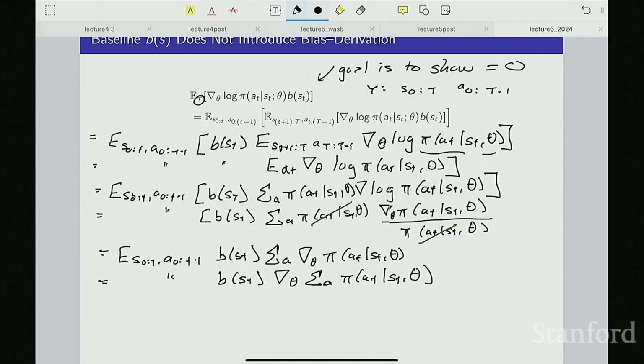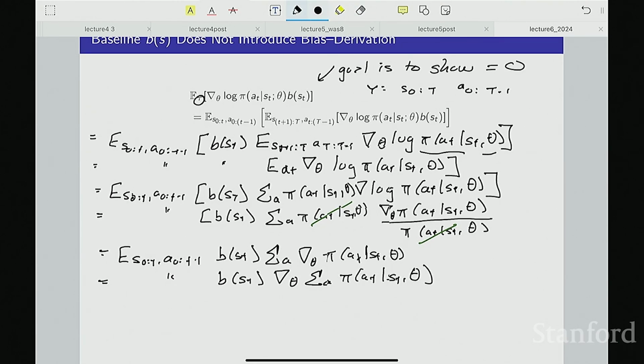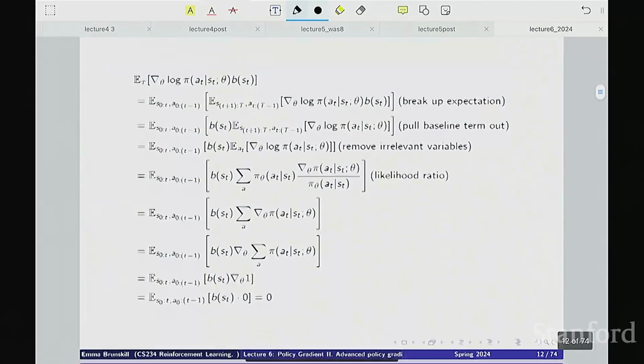Okay, why was that important? Because now we know that the sum over all actions we could take at this time step has to sum to 1, because that's true for any policy. So this has to equal 1, which means we have B of st times the derivative with respect to theta of 1, which is equal to 0, because that's a constant. Let me just show it here because it's more neat.